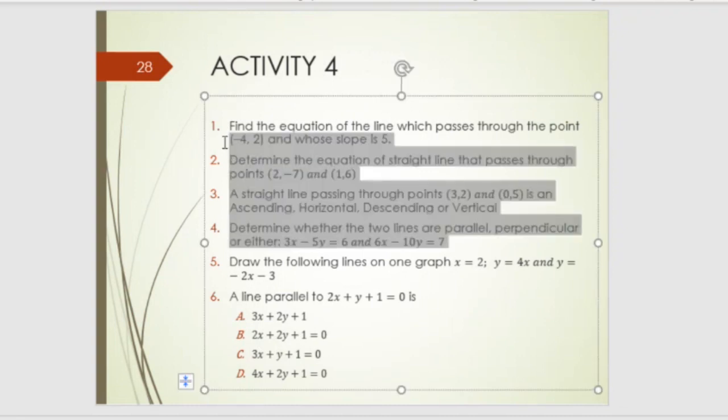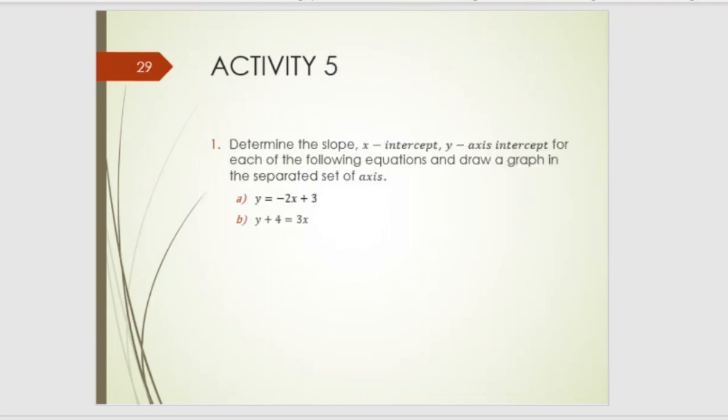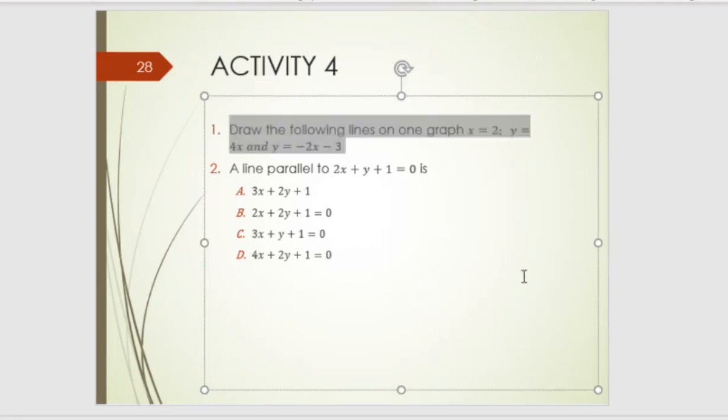Okay, this one we're done. Draw the following lines on the graph: x equals 2, y equals 4x, and y equals another one. And then the last one says a line parallel to 2x plus y plus 1 equals 0 is which one? And let me see this one. Determine the slope and y-intercept for each of the following and draw the graph. Okay, maybe I want to skip something here. I'm skipping this first one, right?